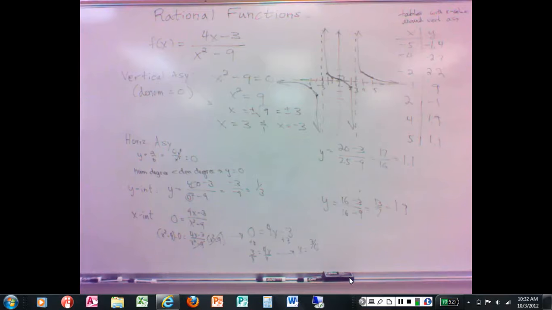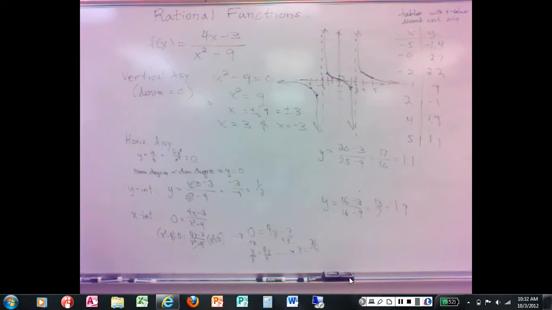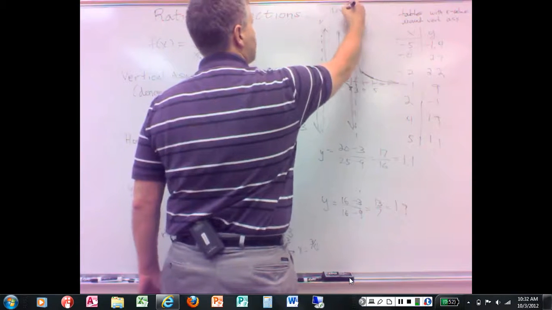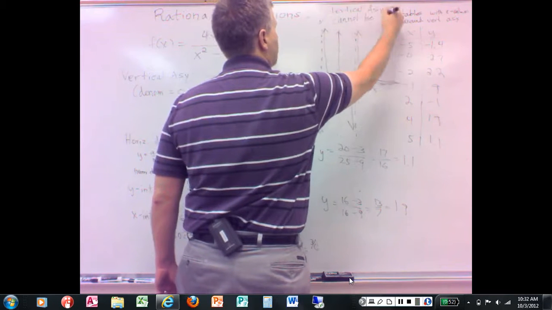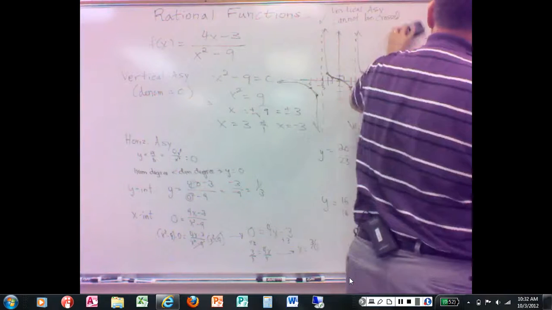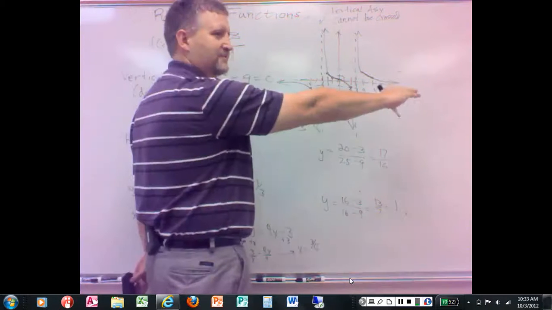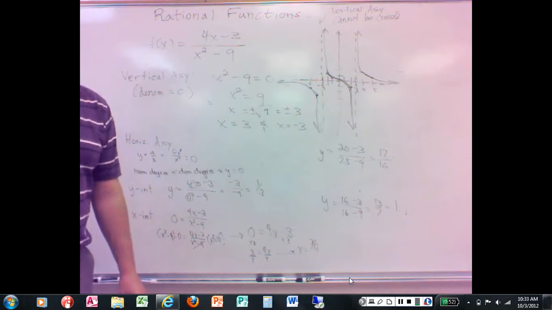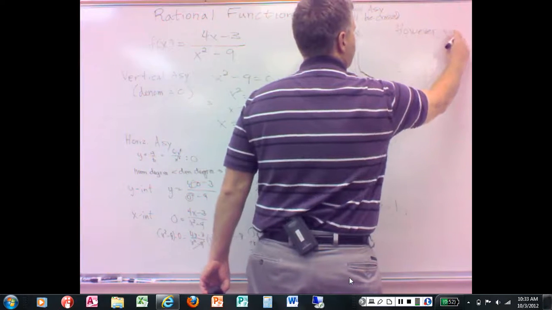Now, this graph also brings up another slight little point. And that is, we said vertical asymptotes cannot be crossed. I didn't write it down, so I'll write it down now. That's always true. But look at this. In this case, do you see something happening on the horizontal asymptote? I've crossed over my horizontal asymptote. You can cross horizontal asymptotes. You won't always, but you sometimes can.